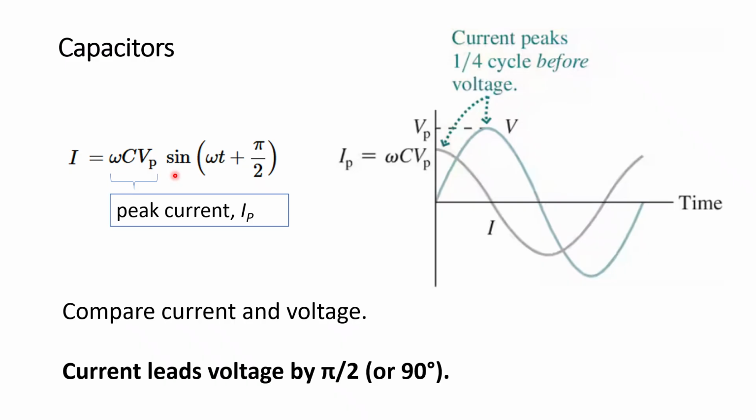And as we look in the graph at current and voltage, since the current is shifted to the left, you can see that the current leads the voltage by pi over 2, or 90 degrees. When current is at its highest, you can see in the graph here, voltage is just making its way up to its highest. It's still got a quarter of a cycle left to go.